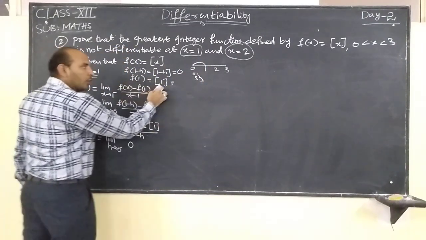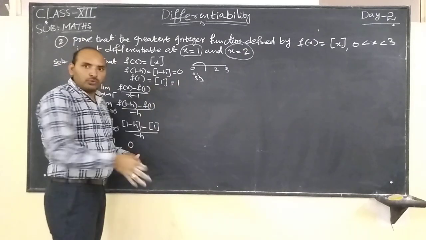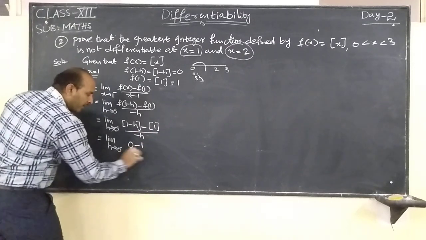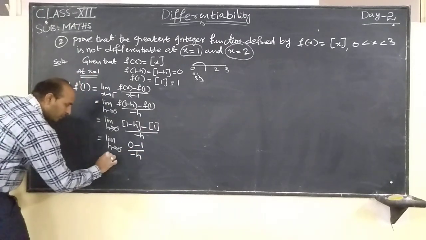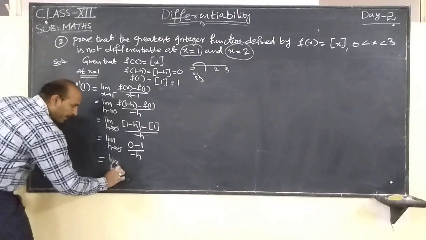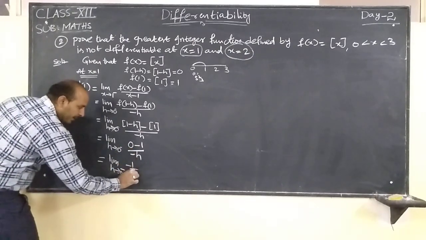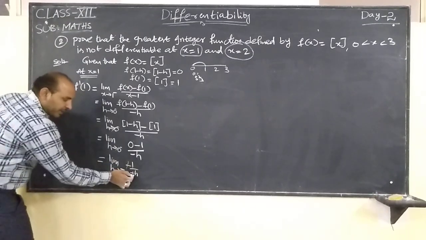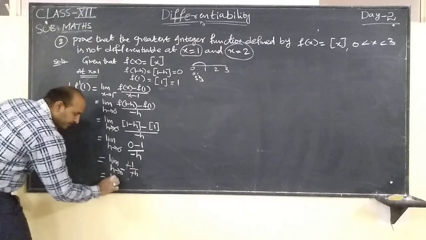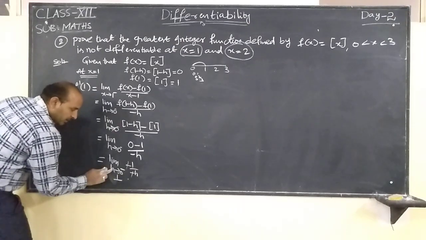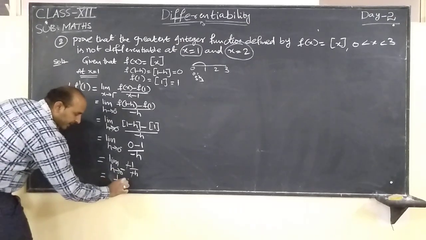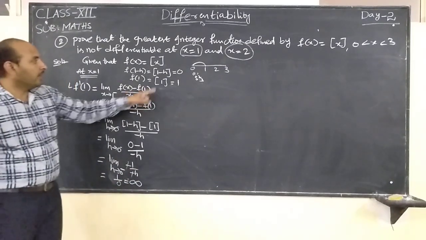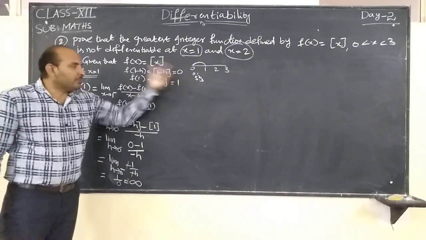f(1), [1] is 1, [2] is 2, [3] is 3. So 0 minus [1] value is 1, by −h, which is equal to the limit as h tends to 0 minus, (0 − 1) by −h, which is equal to, minus minus cancel, 1 by h. Substitute h equal to 0, 1 by 0, that becomes infinity. 1 divided by 0 value becomes infinity, when [1 − h] becomes 0.